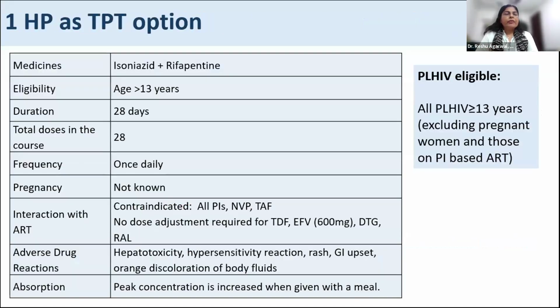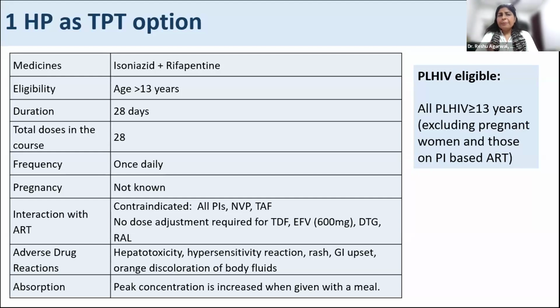Now, coming to the details of the regimen. When we are talking about 1 HP as a TPT option, which means 1 month or 28 days of isoniazid plus rifampicin, the eligibility criterion is more than 13 years. Duration is 28 days, the total course is 28 days, and the daily dose is to be given. For drug interactions, it is contraindicated with the protease inhibitors. With DTG or TDF, you don't require any dose adjustments. Usually, the adverse effects would be hepatotoxicity, hypersensitivity reaction, or GI upset. In terms of absorption, the peak absorption increases when given with a meal.